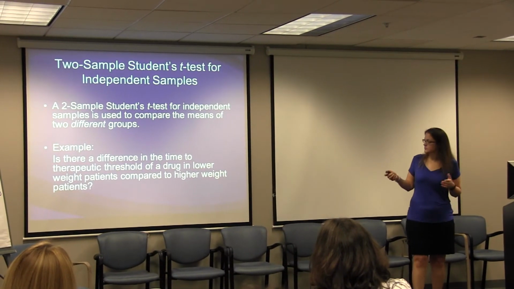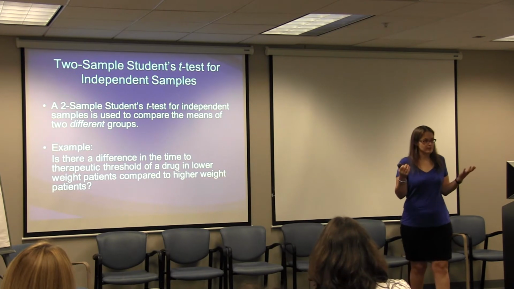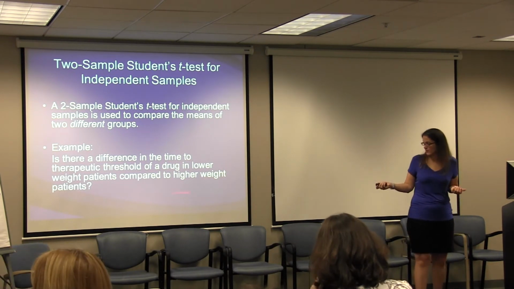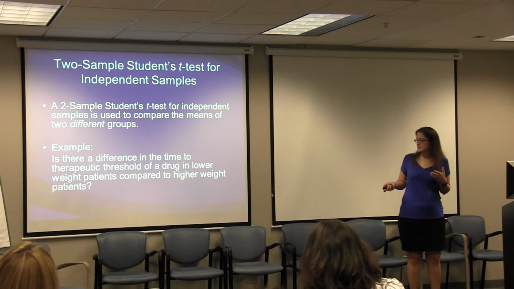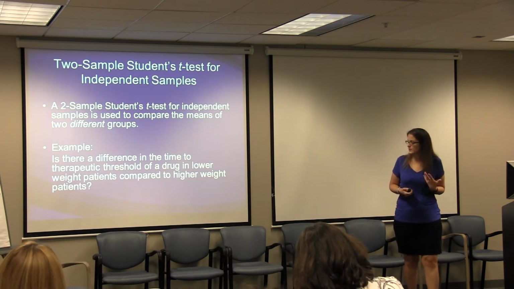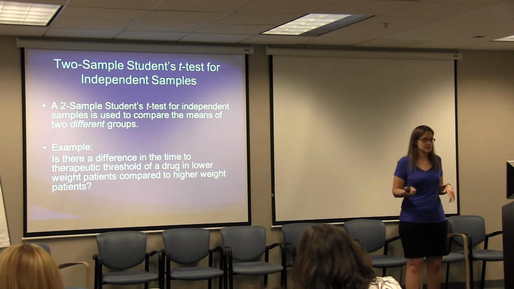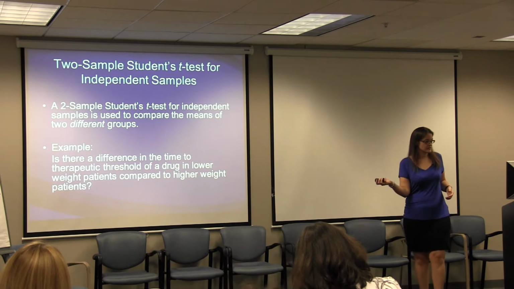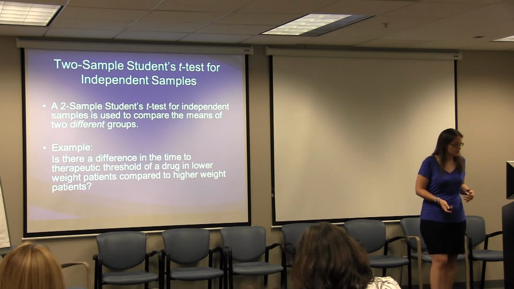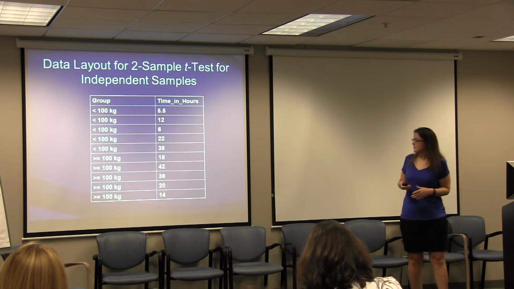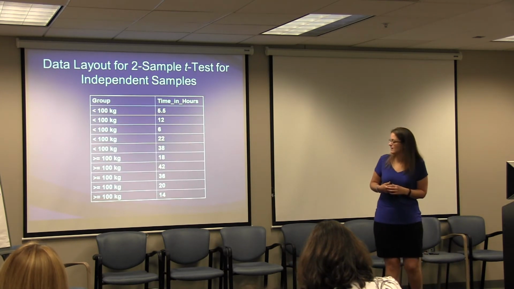It works well for small samples, and so you're comparing the means of 2 different groups. So this is the example I referred to earlier. Is there a difference in the time to therapeutic threshold of a drug in lower weight patients compared to higher weight patients? This actually is a real study that I worked on with a pharmacy resident this past year. The data are made up, though, to illustrate a point.